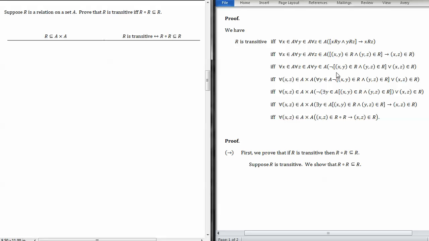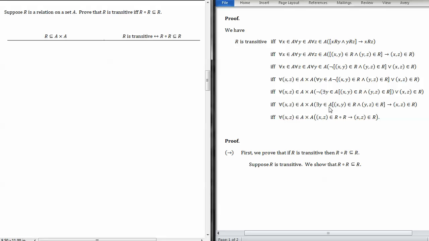And then let's think about where we're headed. R composed with R being a subset of R means that every element of the left side is in the right side. So for all ordered pairs XZ, and this in A times A here is redundant, you don't really need that, XZ in the left side implies XZ in the right side. And working backwards from there, XZ being in the composition means that there exists some Y in the middle, such that XY is in R and YZ is in R.